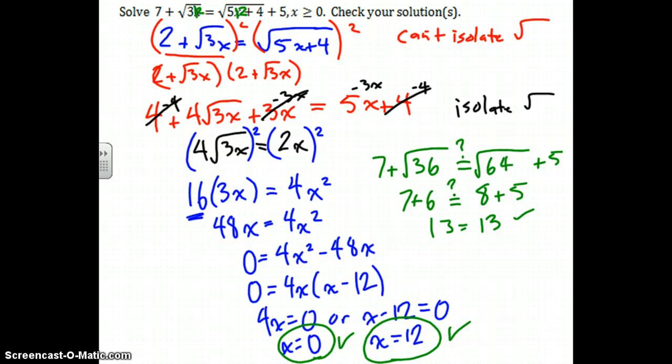We want to take that time to check them because there are many instances where we get what's called an extraneous root, where they don't actually check. You can get the solution, but they don't check. So it's really important with radical equations to check them.